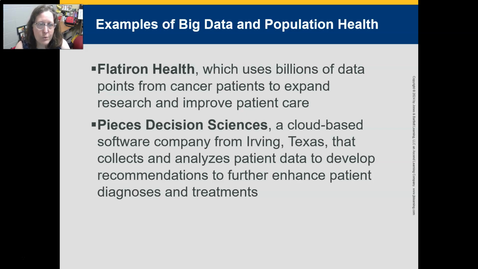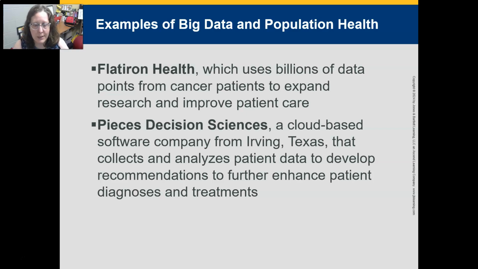So some examples of big data and population health. Flatiron Health uses billions of data points from cancer patients to expand research and improve patient care. Pieces Decision Sciences is a cloud-based software company from Irving, Texas. They collect and analyze patient data to develop recommendations to further enhance patient diagnoses and treatments. So that's almost kind of like a clinical decision support system. So again, there's a lot of data being collected all the time. We need to be able to leverage this.